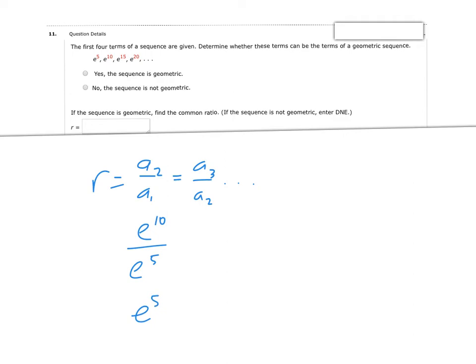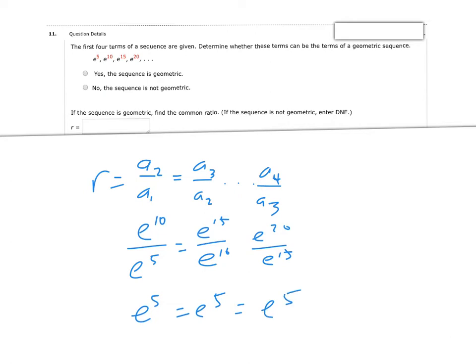And so for A3 over A2, that would be e to the 15th over e to the 10th, which is also e to the 5th power. And for A4 over A3, that would be e to the 20th over e to the 15th, which again, we subtract those, and that's e to the 5th power. So that is all the same. And so I would say, yes, this is geometric, and the R is e to the 5th power.